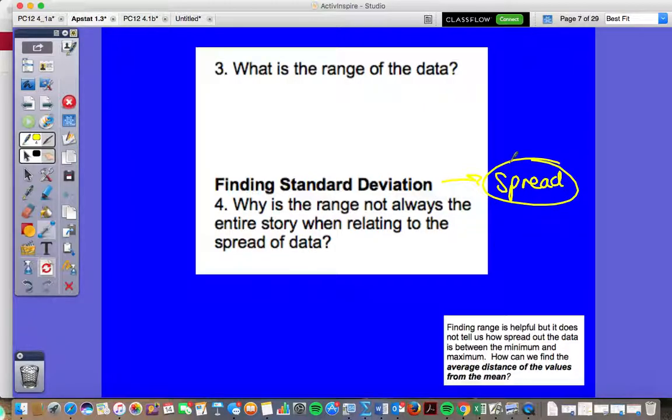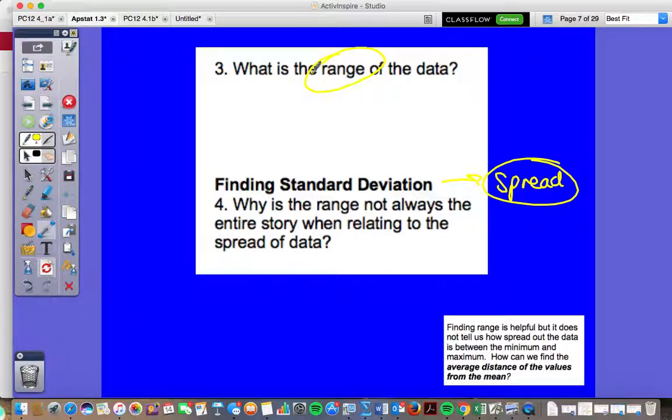What have we already used for spread so far? What have we used for spread? If I said socks, what would you use? Range, right? Y'all have already done that, right? So we've already talked over that, but we're going to give this other value called standard deviation, okay? We will use this all year long. Very, very important.